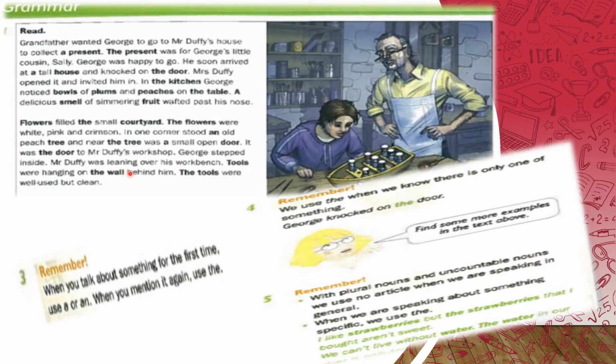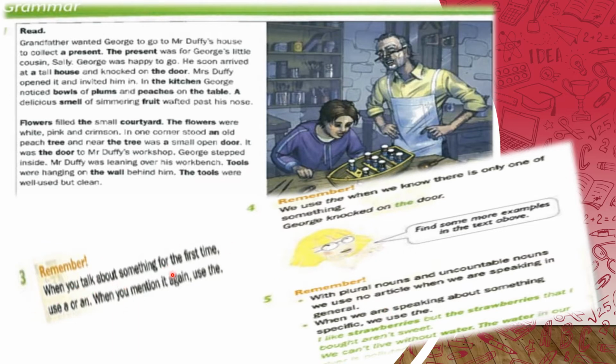Mr. Duffy, leaning over his workbench. Tools, plural, no article, were hanging on the wall. We know which wall, the one behind him. We specified the wall he was leaning against. The tools were well used but clean. We know which tools we are talking about, so this noun is something specific. So we have to put the: the tools were well used but clean. You have to recognize these notes that we are talking about.